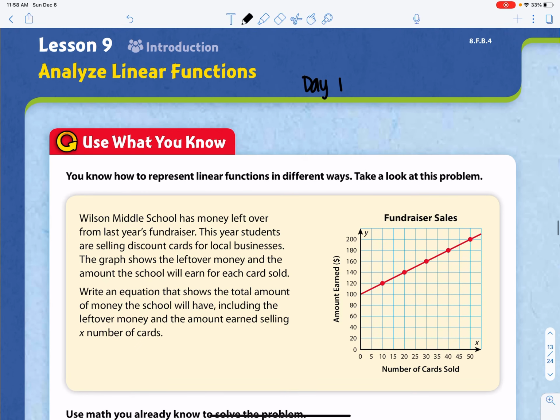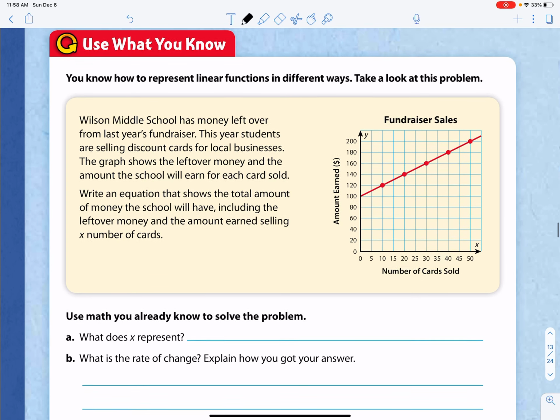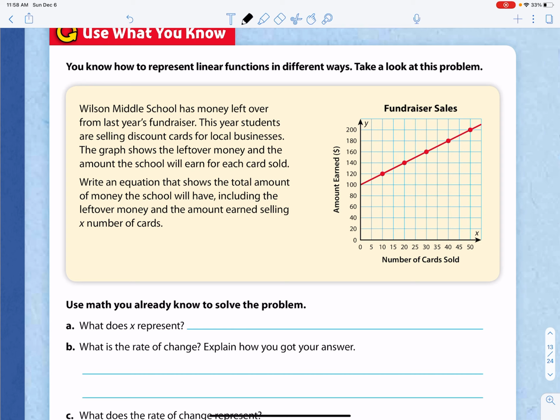Analyze linear functions, lesson 9, day 1. Wilson Middle School has money left over from last year's fundraiser. This year, students are selling discount cards for local businesses. The graph shows the leftover money and the amount the school will earn for each card sold.